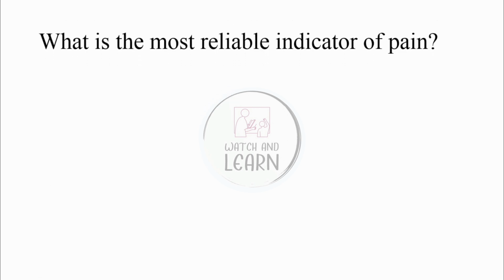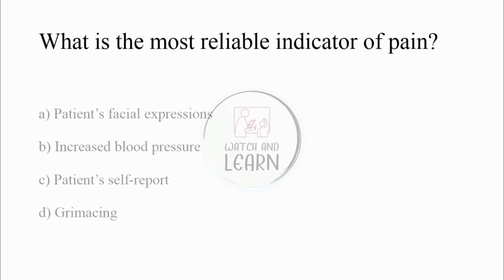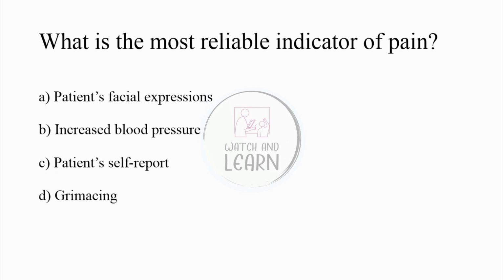What is the most reliable indicator of pain? Options are option A, patient's facial expressions. Option B, increased blood pressure. Option C, patient's self-report. Option D, grimacing. The right answer is answer C, patient's self-report.